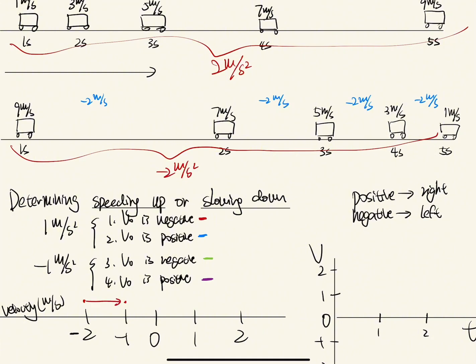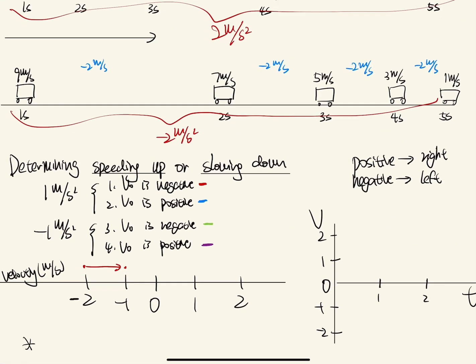Let's draw it on the VT graph. We connect the data point. We can see on the VT graph that the y data point is getting closer to the x-axis. So what we can conclude is that the object is slowing down.